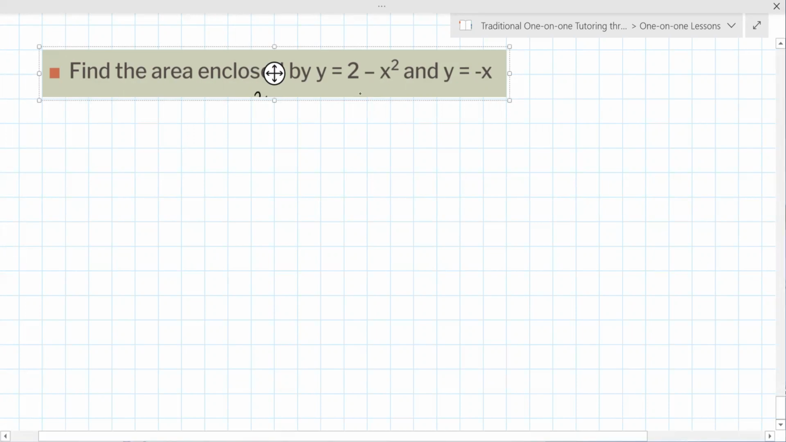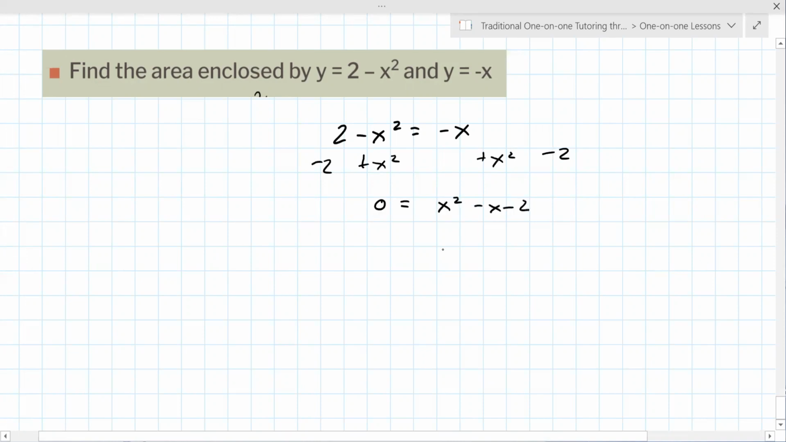This one doesn't tell you. Sometimes it actually does tell you, from 1 to 3, and then you don't have to do the thing that we were doing, which is figure out where they're equal. Okay. But since we don't know where they're equal, you have to find this. If we move everything to the right, add x squared to both sides, subtract 2, we would get 0 equals x squared minus x minus 2.